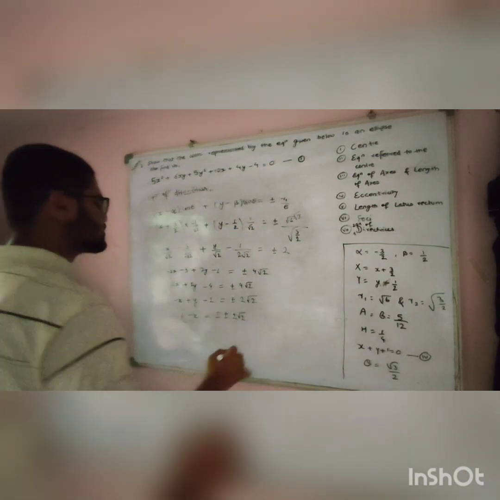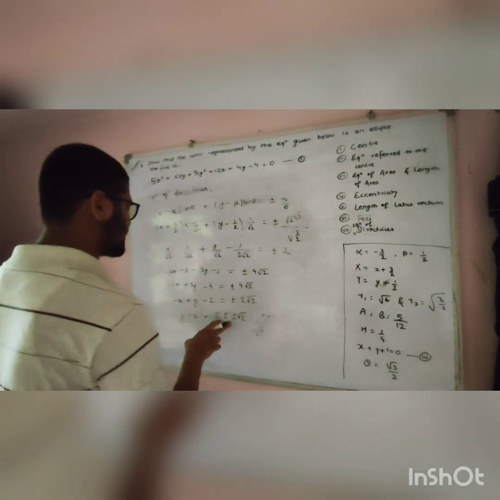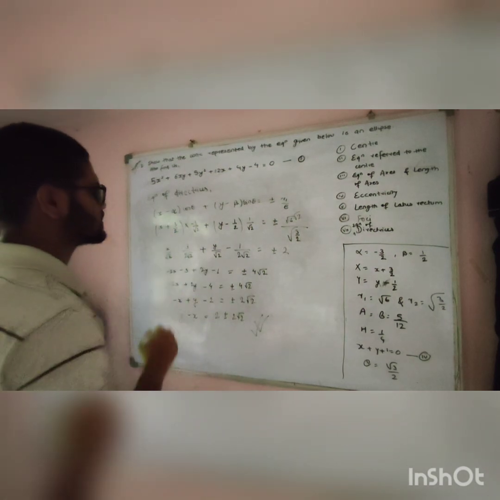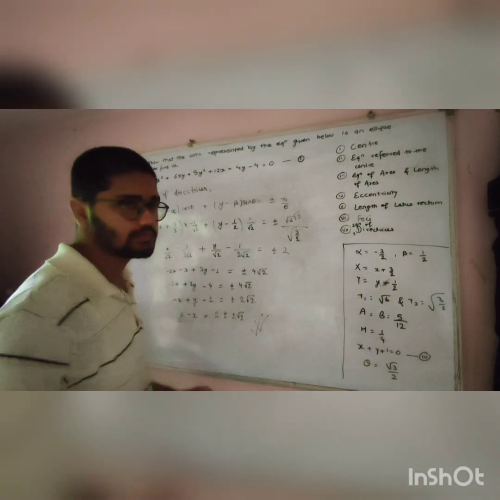So this is the equation of our directrices. Now taking plus and minus sign two times, we can get the two equations of directrices. So this ends our solution. Thank you.